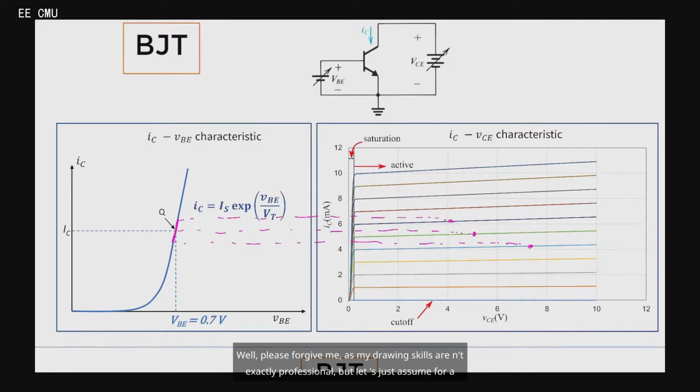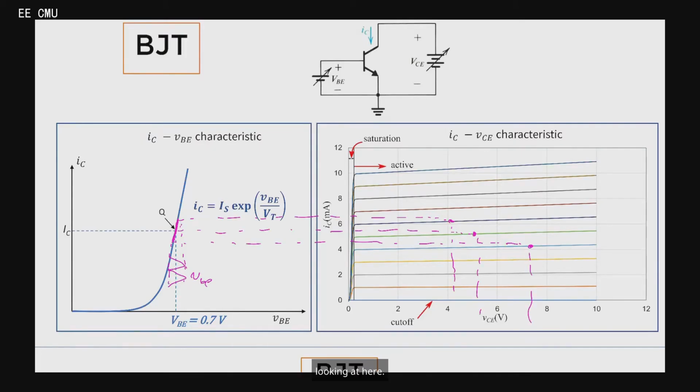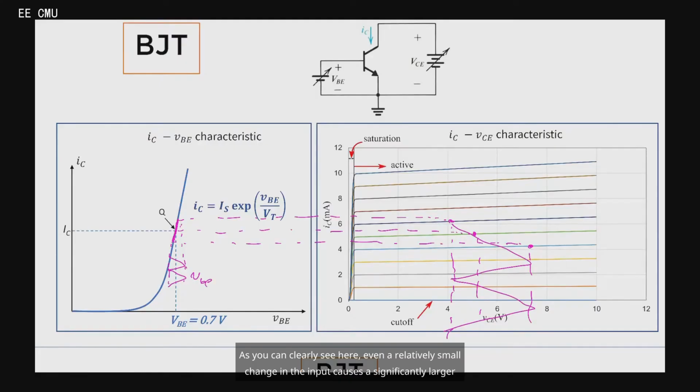Well, please forgive me as my drawing skills aren't exactly professional, but let's just assume for a moment that we have an input signal coming in, which represents a specific change in the base emitter voltage, or VBE. Now, this VBE here is just a small signal, and if we consider this input, we have to ask ourselves, what exactly will this cause? Well, it is going to trigger a corresponding change in the output, which is the fundamental concept we are looking at here. I realize this drawing isn't particularly detailed, but it illustrates how the circuit changes in this manner. As you can see here, even a relatively small change in the input causes a significantly larger change in the voltage drop across the VCE terminal, which is a key behavior to observe. This is signal amplification, okay?